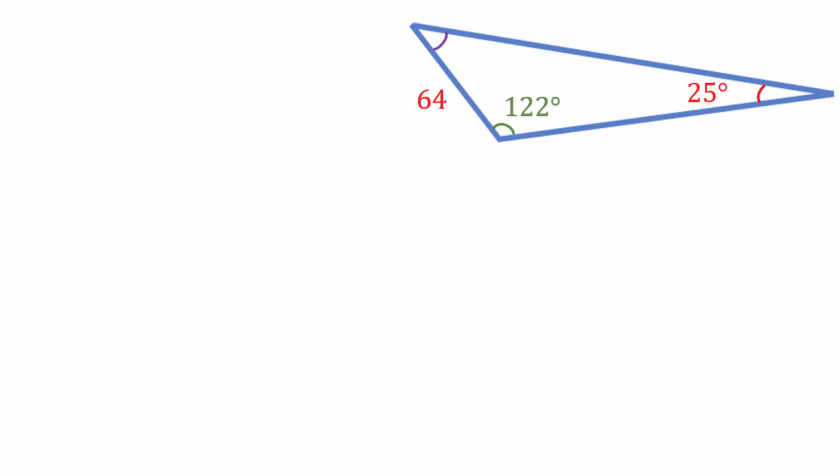Let's take a look at a triangle. Here we have a triangle with a 122 degree angle, a 25 degree angle, and then a side opposite that angle of 64. Let's label the two missing sides and the missing angle. Let's label the missing angle as capital C. That means the side opposite that angle must be lowercase c. Let's label the side opposite the 122 degree angle as lowercase b.